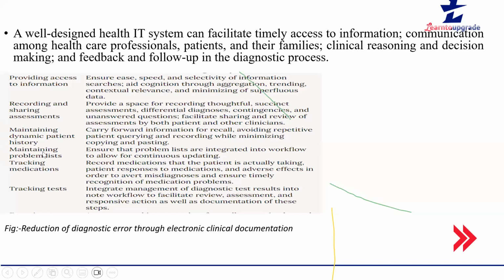Maintaining dynamic patient history, again, which I already mentioned. Maintaining problem lists, what are the problems that you can face. Tracking medications, again, because in many cases the persons are under some kind of medication, maybe that particular medication will not allow the patient to go for that test. Maybe some allergic response will develop. So that is the thing. And also tracking the tests. Whenever the test is happening, you should be seated there and facilitate the review of the entire process.